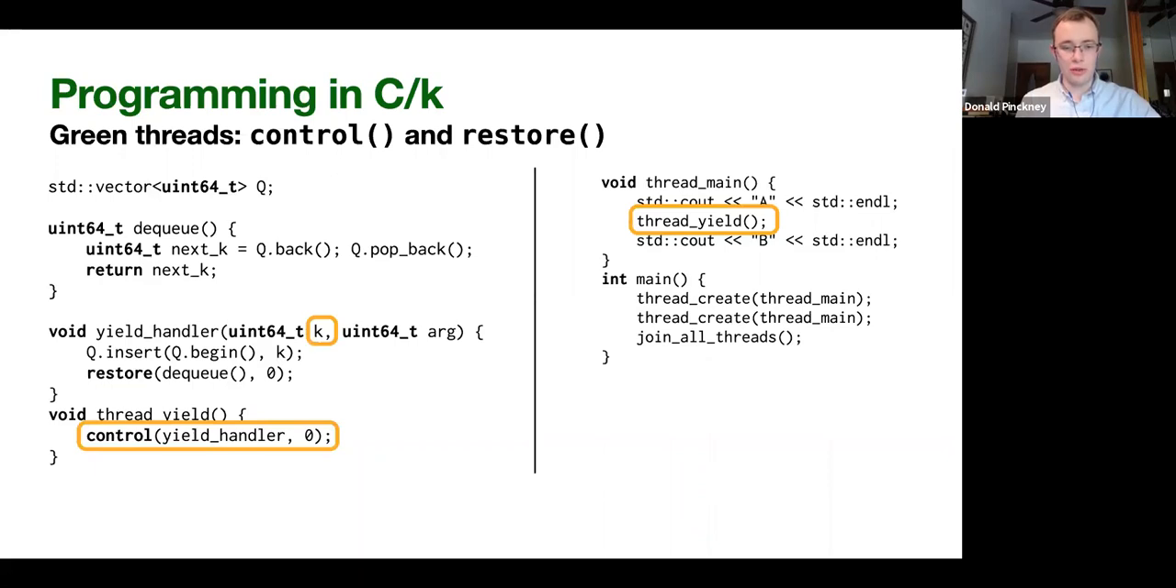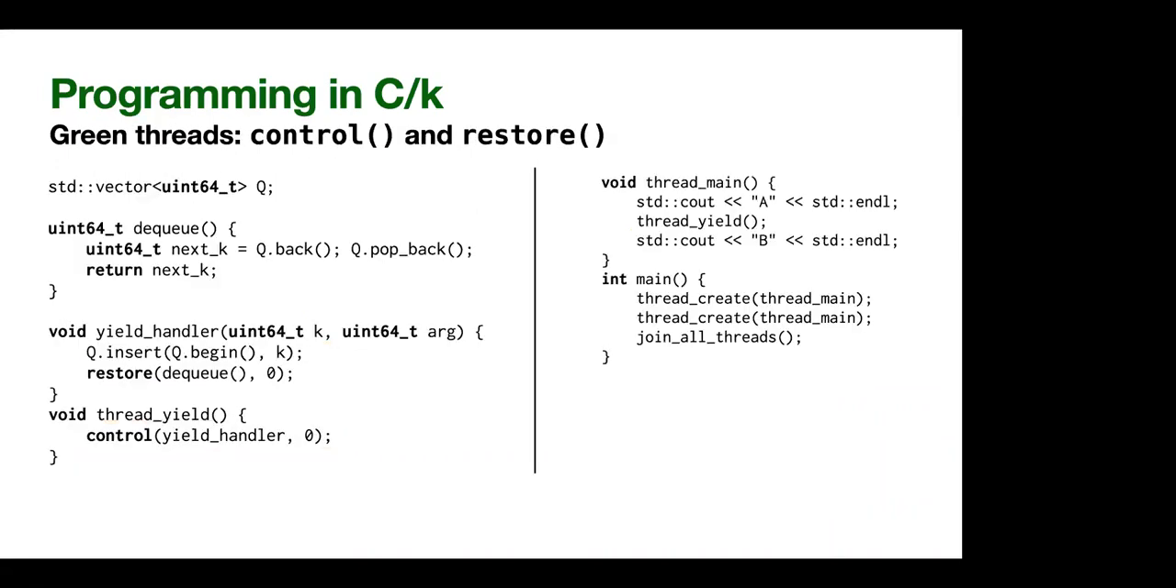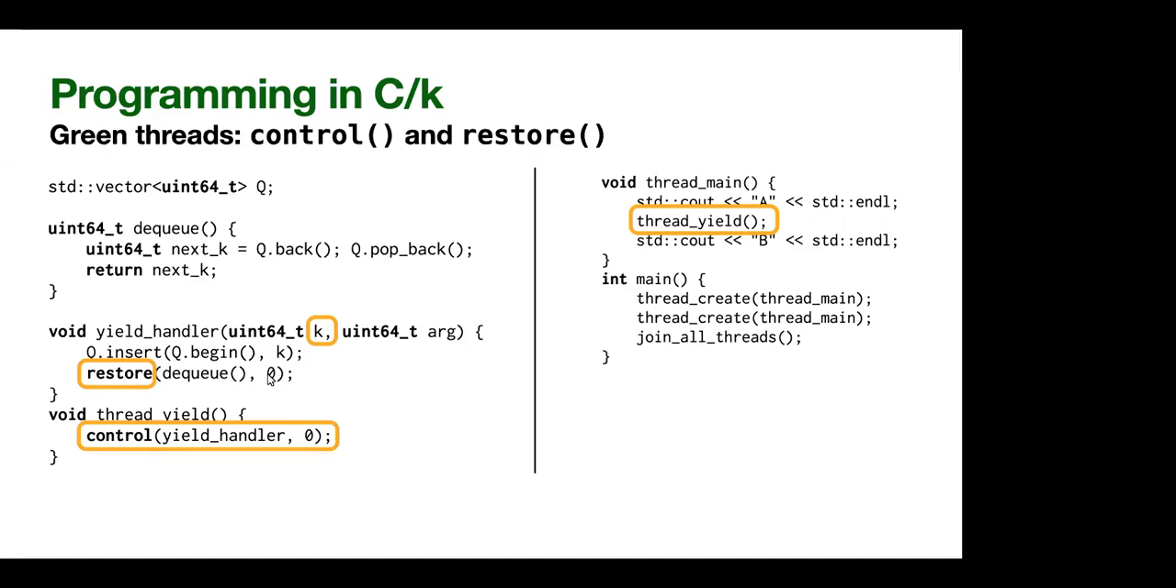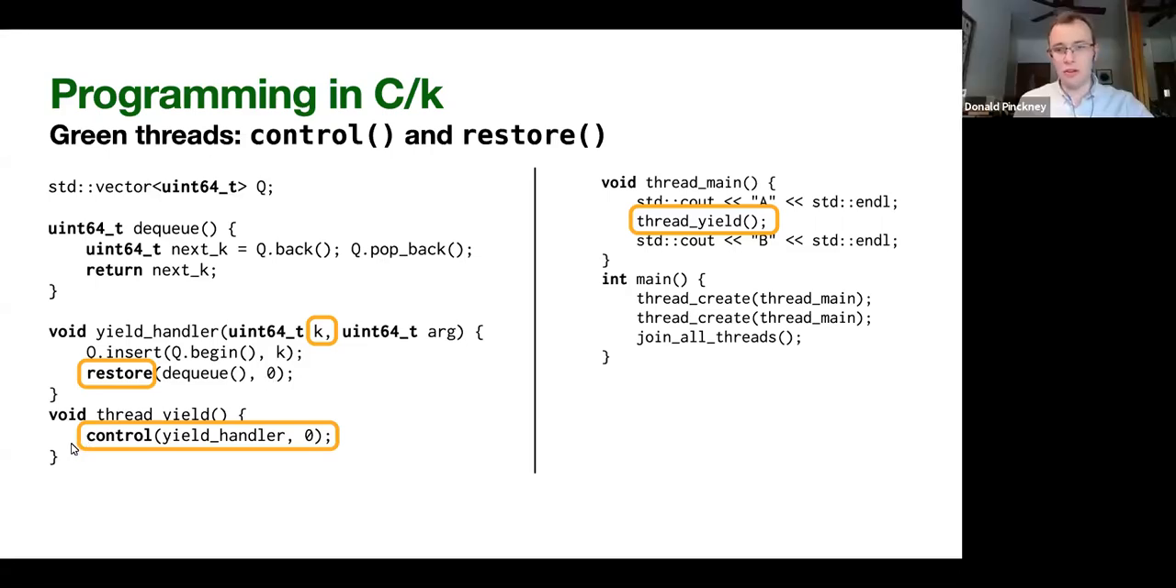Actually, does anyone have questions about this example before I jump to the next one? Okay. Right. What do the zeros in control and restore mean? Exactly. Good question. So when you put the 0 here, that will just be passed through directly as the argument to the function here. So whatever you put there will come out there. And likewise, when you do restore, whatever you put here will be the return value of the control function, which was where you captured the continuation.